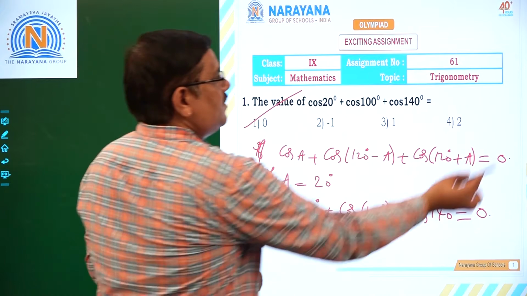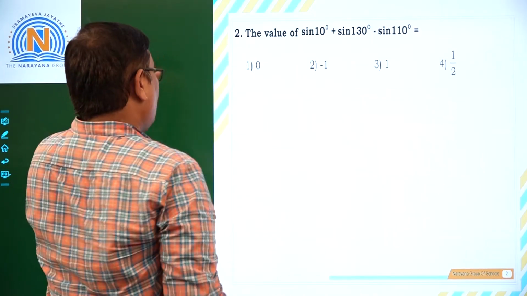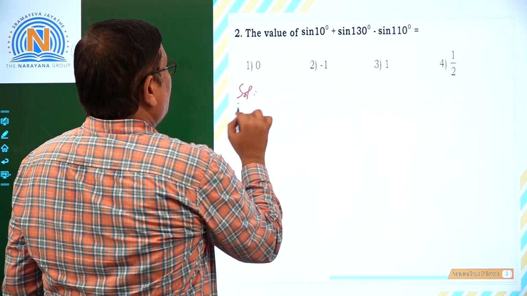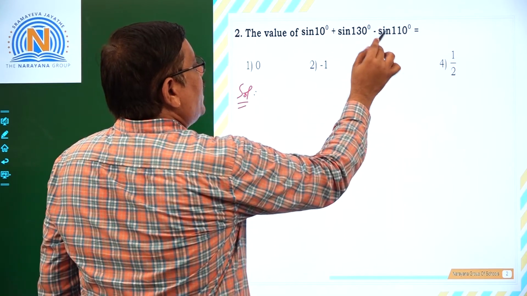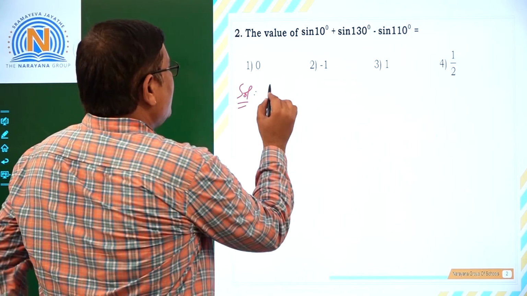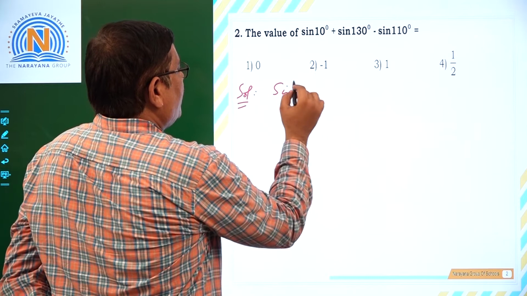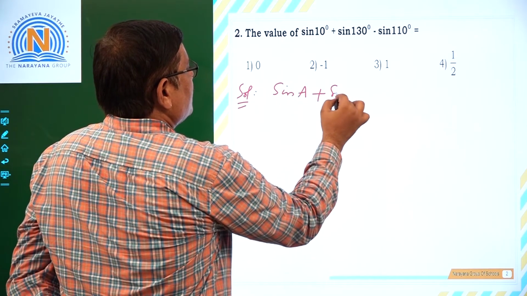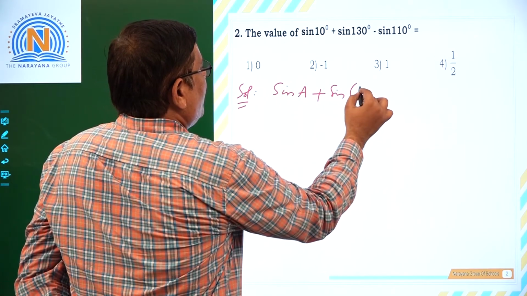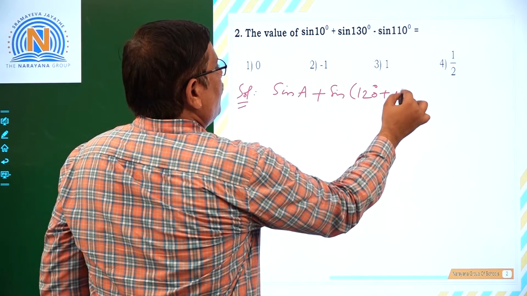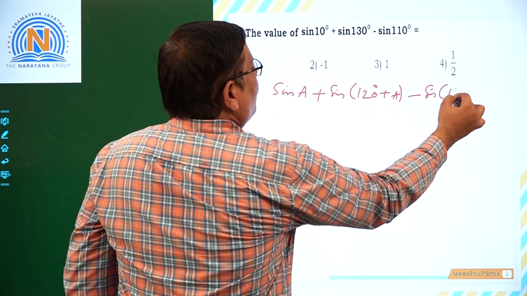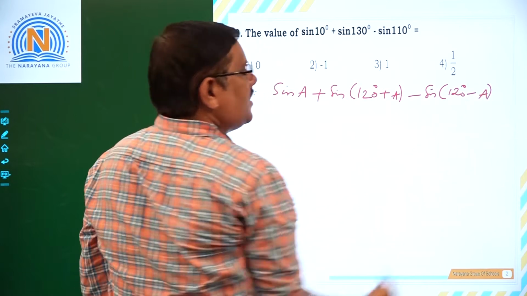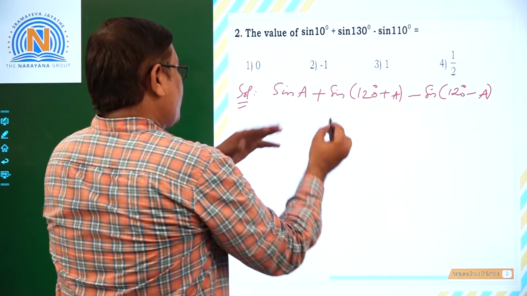Let us see the next question. The value of sin 10 degrees plus sin 130 degrees minus sin 110 degrees is. Here also we have one identity: sin A plus sin(120 degrees plus A) minus sin(120 degrees minus A). That is also equal to 0. Let us prove this too.